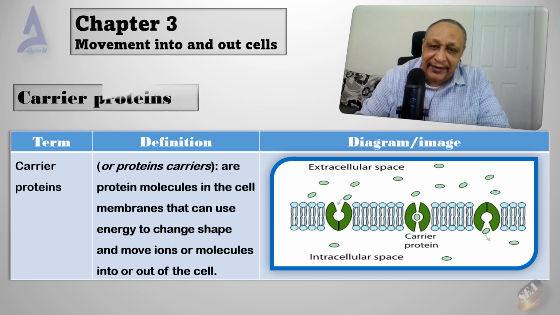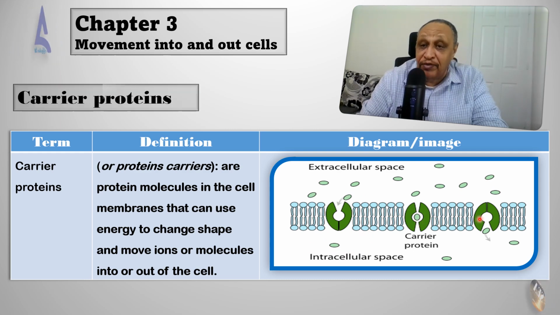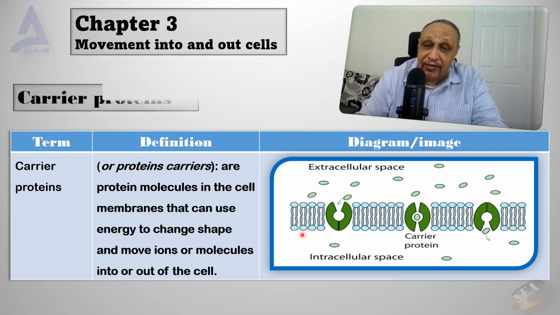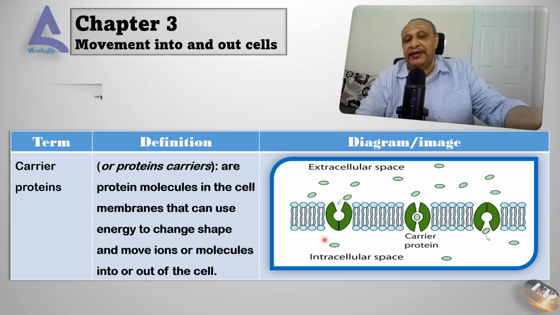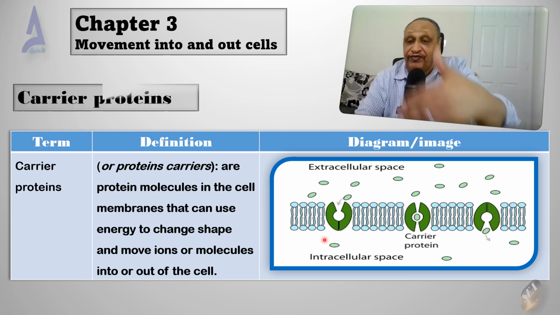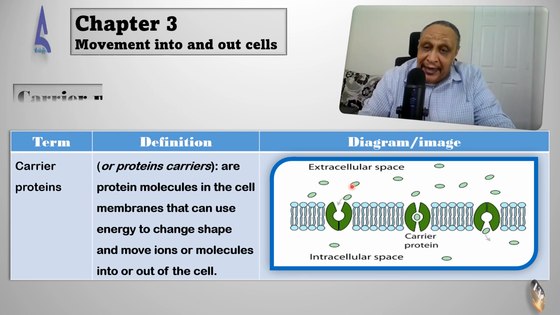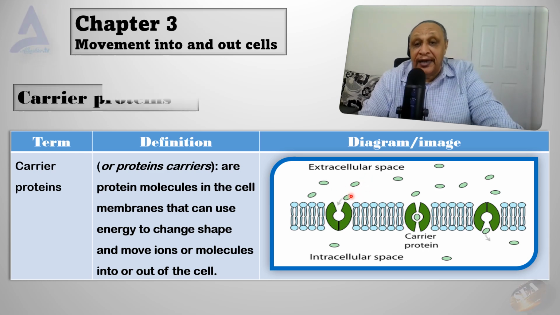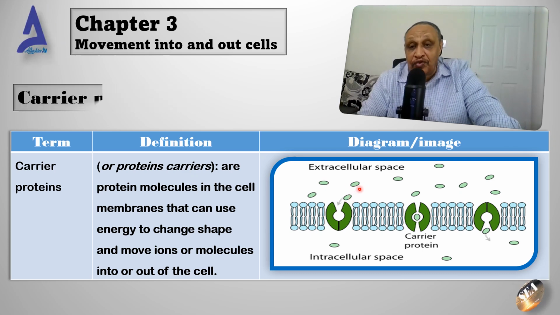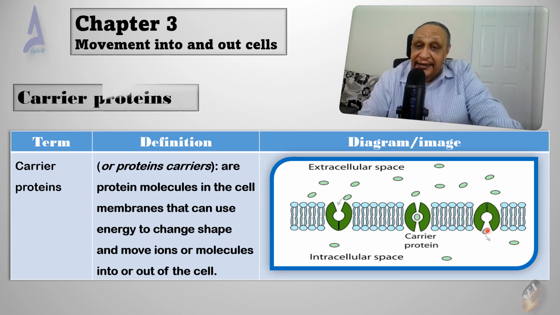Now let us see here. You see this in this picture. This is the molecule, the carrier protein, the green one. Here it is green, not like the other one. And this carrier protein, using the energy, which is ATP, adenosine triphosphate, changes its shape, gulps the green one, and brings it inside, and so on. If you want to take it outside, the same thing.